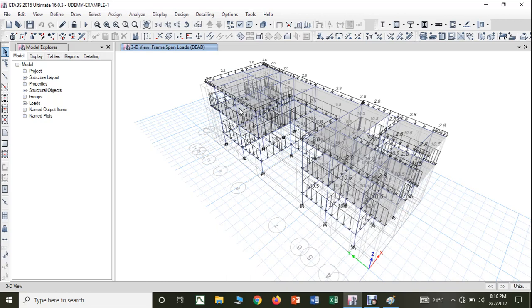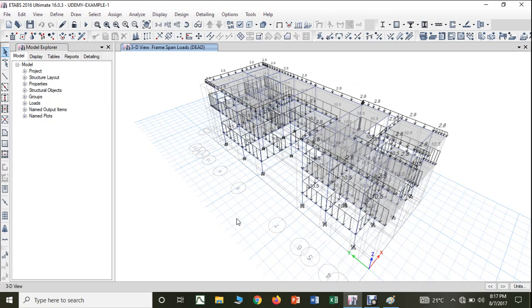So what we have to do when it comes to the application of the load on the slab: in the previous lecture we saw the application of the load on the beams. Whereas for the slab, the first load that you have to apply is a dead load of 1 kilonewton per meter square on both this floor as well as this floor. Then you have to apply a 3 kilonewton per meter square live load on the first floor and 1.5 kilonewton per meter square on the top floor. Now let us see how to apply this.